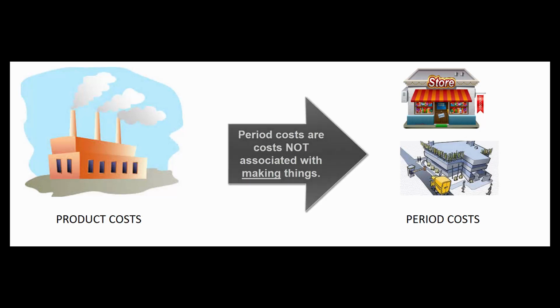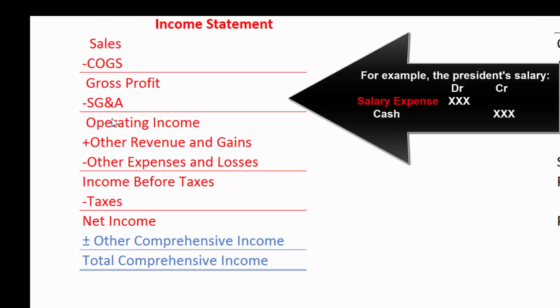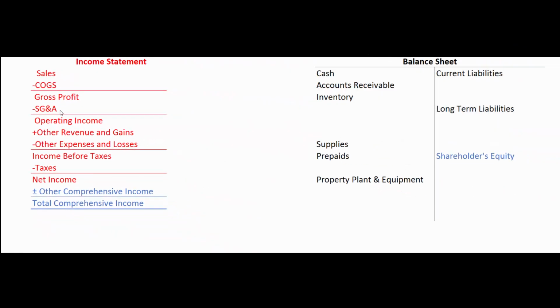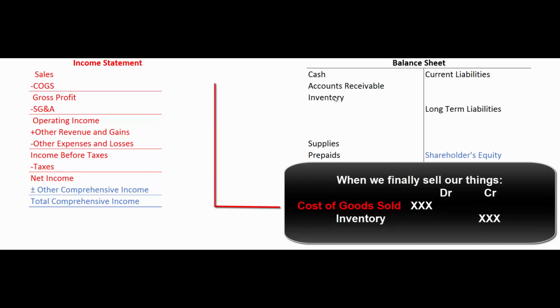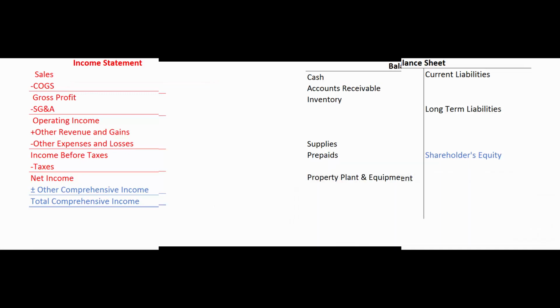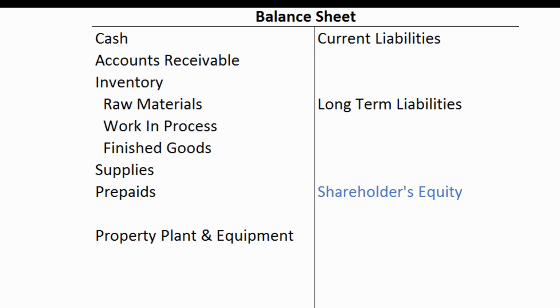And how are we going to treat those differently? Well, period costs will go right to our income statement, selling, general, and administrative expenses, and they'll get subtracted when they're incurred, whereas product costs will hang around in inventory until we actually sell them. And then we'll do our favorite journal entry, debit cost of goods sold, credit inventory. And speaking of inventory, when we make stuff, we're going to have three different kinds of inventory. We're going to have the stuff we're going to work on, the stuff we're working on, and the stuff we finished working on.